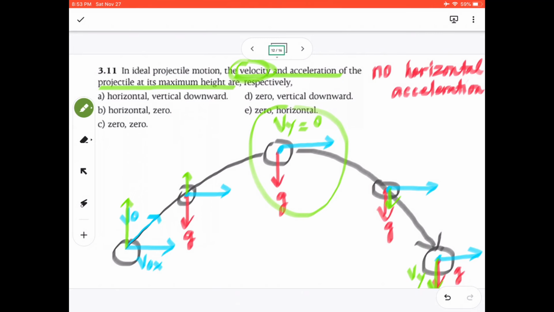This is question number 11. The vertical velocity, Vy, is 0, but the horizontal velocity Vx is not. And then, the acceleration is downward. So which answer is that? It's letter A. Horizontal velocity and downward acceleration.